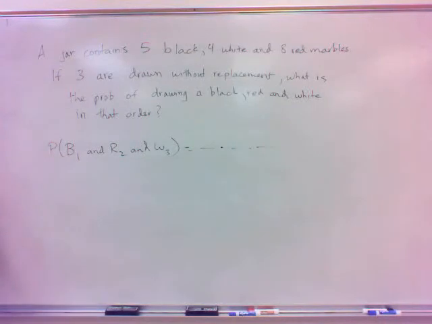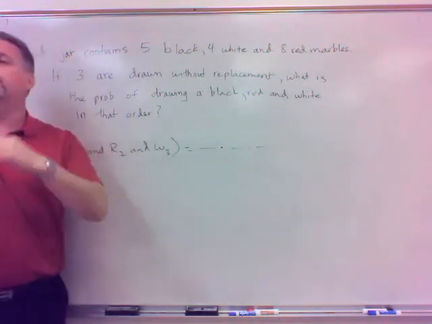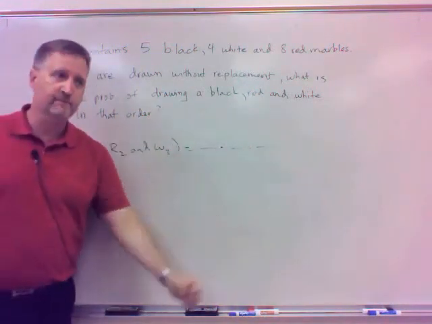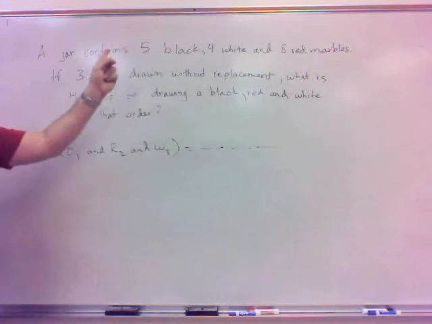This and probability formula can be extended to 3 probabilities, or 4 parts, 5 parts. It doesn't just have to be 2. But it is and, so what do I do to my probabilities? I multiply. And means multiply. So what's my first probability? Black on the first. What's the probability that it's black on the first one?